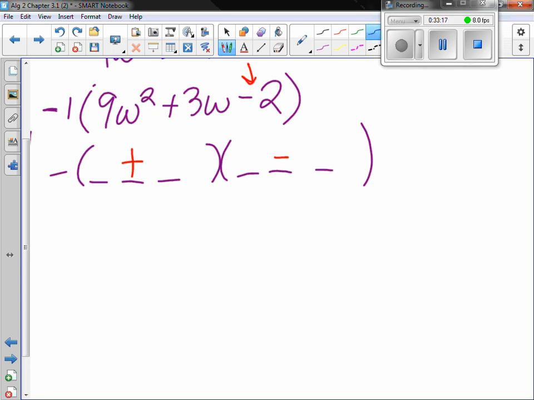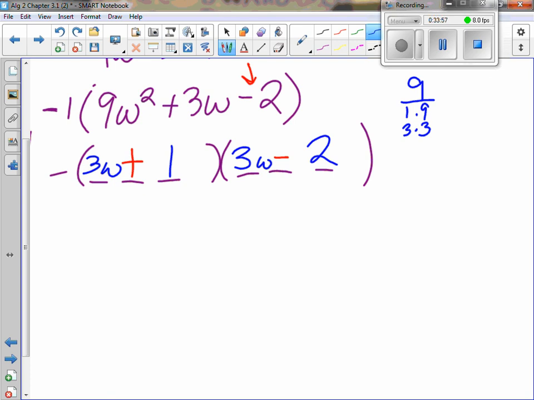Now, we need to find the factors of the first and third term. So the factors of the first term would be, well, 9W squared, so I would have W and W for sure, yes? Well, factors of 9, 1 times 9 and 3 times 3. What do we want to use, 1 and 9 or 3 and 3? Let's try 3 and 3. Well, factors of 2 are 1 and 2. We've only got one set.